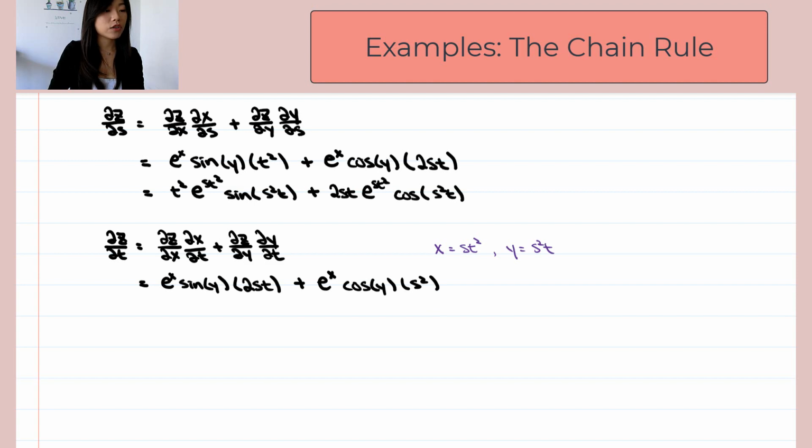And I can also substitute the x and y back into this equation. So I get 2 times s times t, then times e to the power of s times t squared, and times sine of y, and y is s squared times t. Then plus s squared, then times e to the power of x, and x is s times t squared, then times cosine of s squared times t.